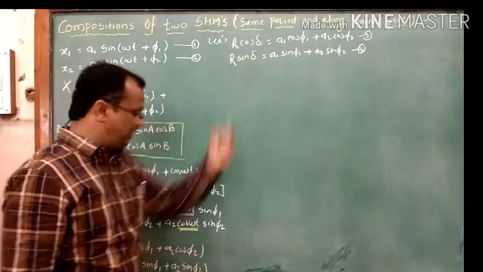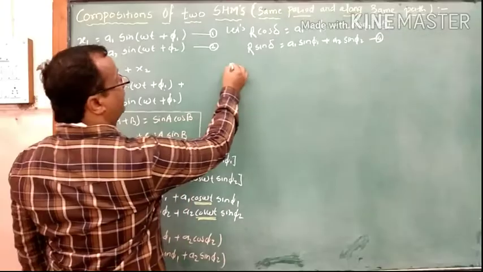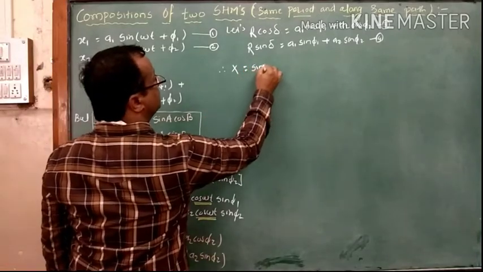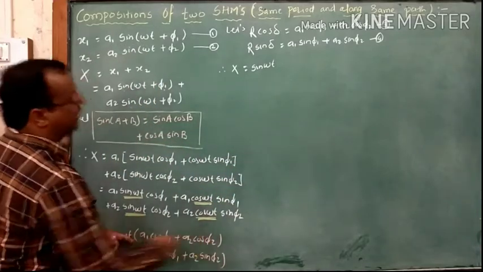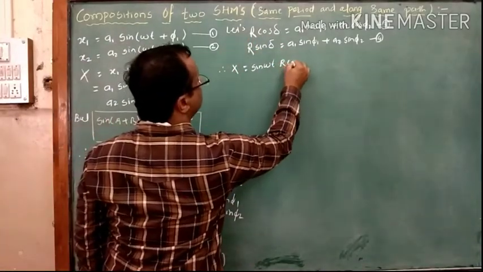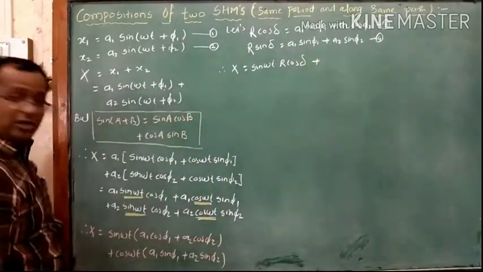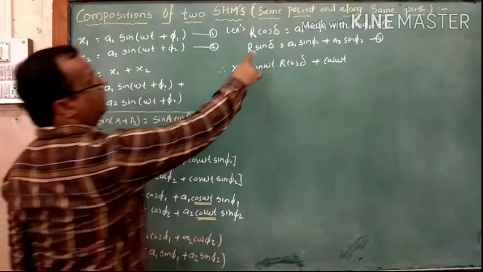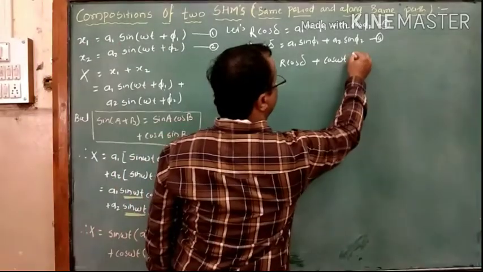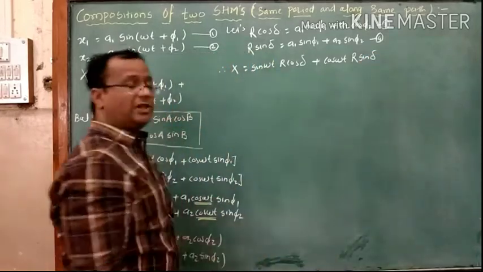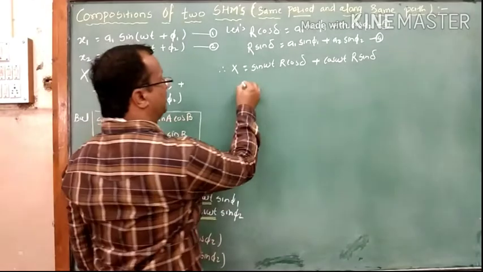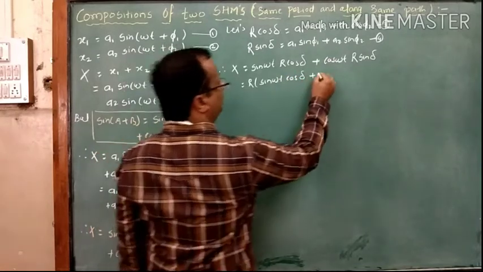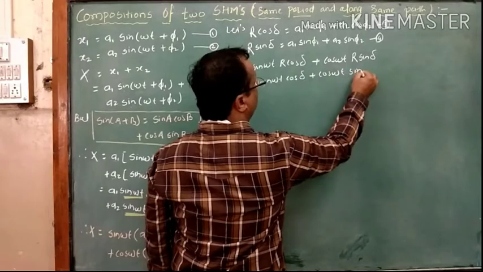If we substitute these values in this equation, then x is equal to sin omega t as it is, and instead of this bracket we simply write R cos del, plus cos omega t as it is, and instead of this bracket we substitute R sin del. If you take R common, we get R inside the bracket sin omega t cos del plus cos omega t sin del.